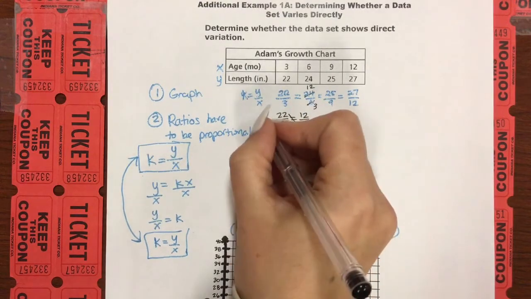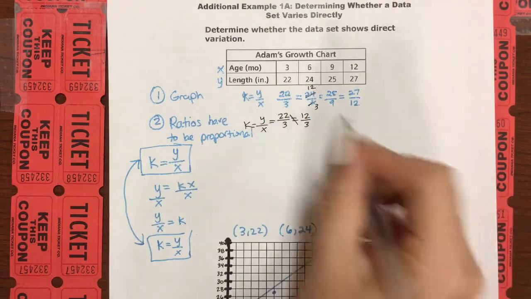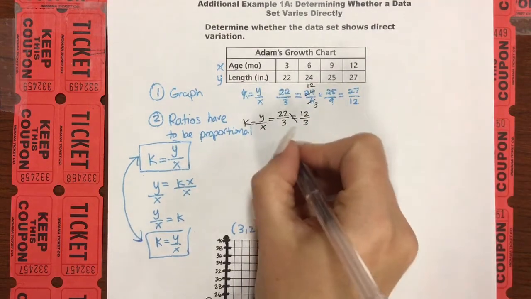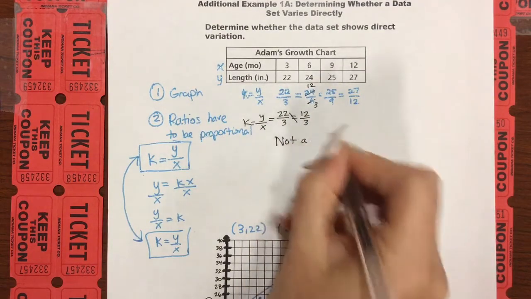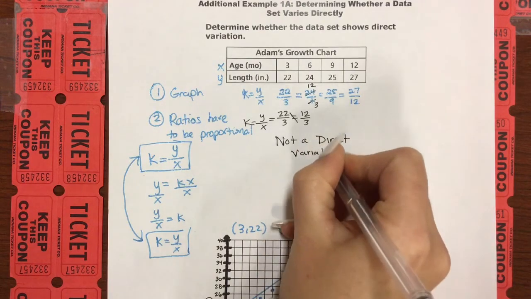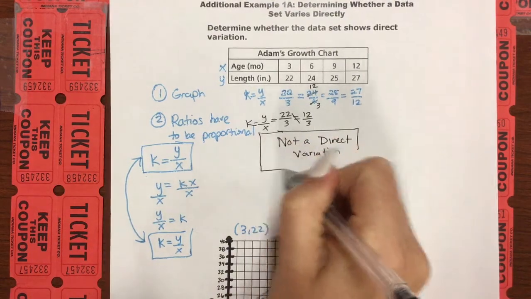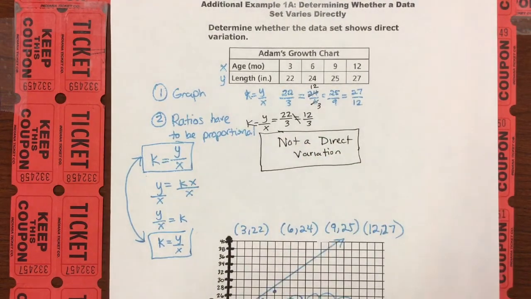That means the constant of variation, which is y over x, right, is not the same. So this is not a direct variation. Okay, and we proved it both graphically and through the use of a table, which is what you're going to have to do for your homework. All right, great. Let's go ahead and look at a different example.